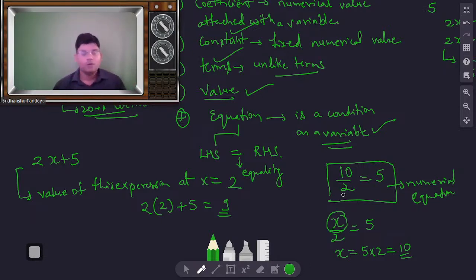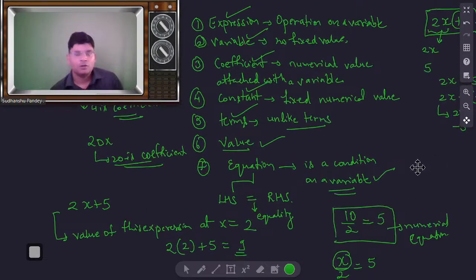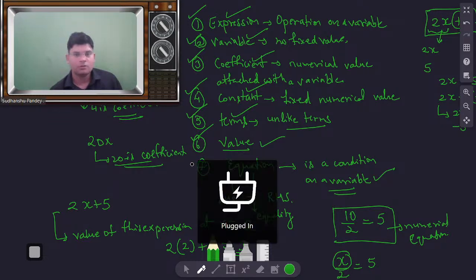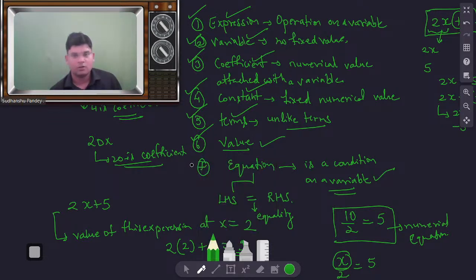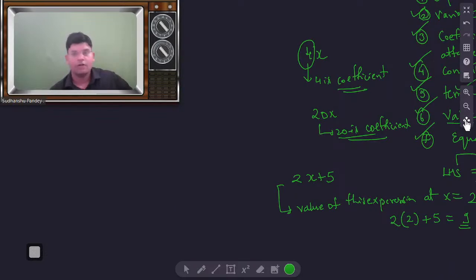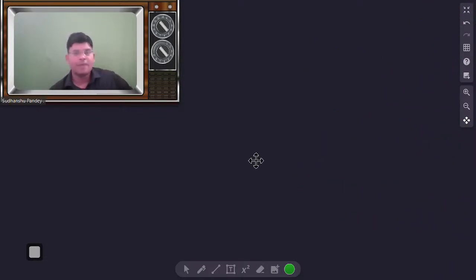Now today we are going to learn the linear equation in one variable, but before that we should all understand what an expression is. Please mark it. So we have understood expression, variable, coefficient, constant, terms, values and equation. Any doubt in these 7 topics? No, sir, no doubts. Wonderful.